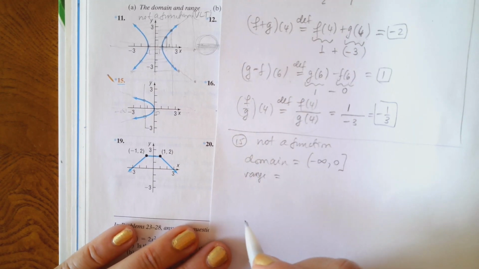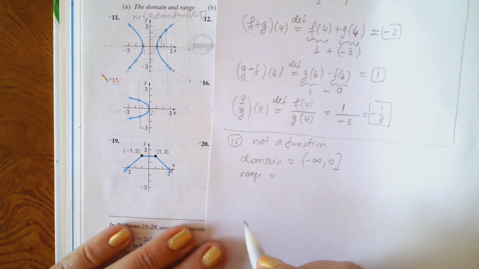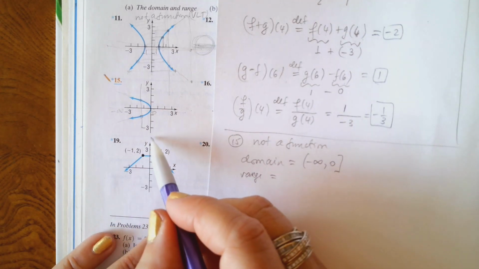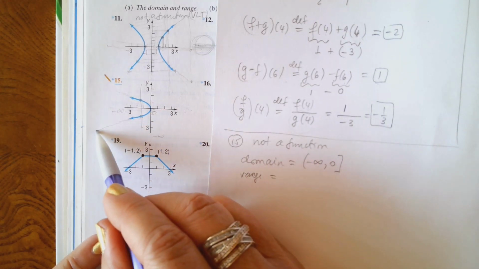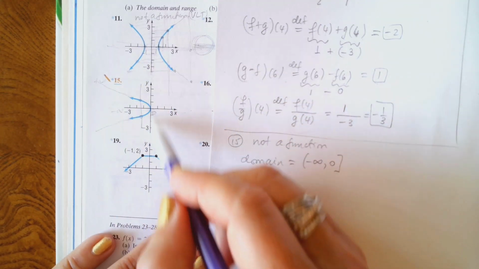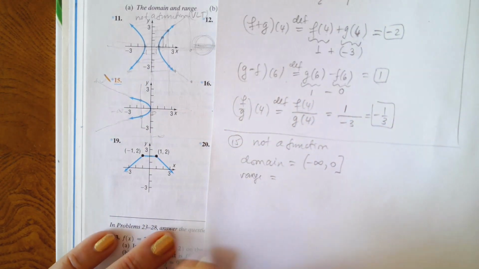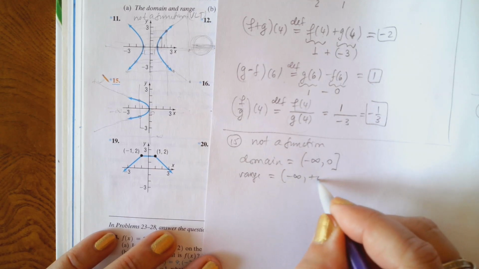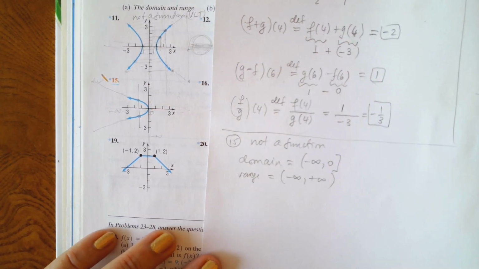And the range, as you can see, will be the portion of the y-axis where there is a graph. There is a graph at minus infinity, because this keeps going like that all the way to plus infinity, right? So the entire y-axis is covered. So this is my range. Okay.